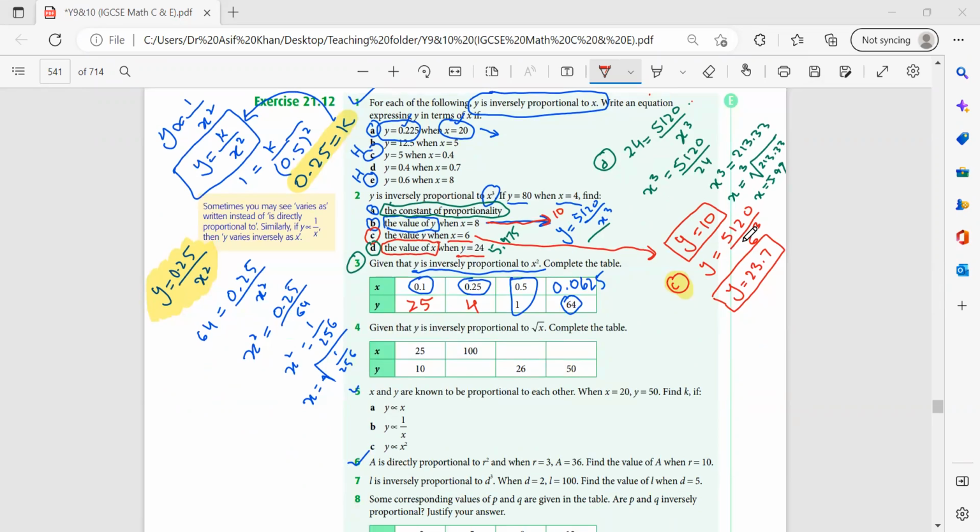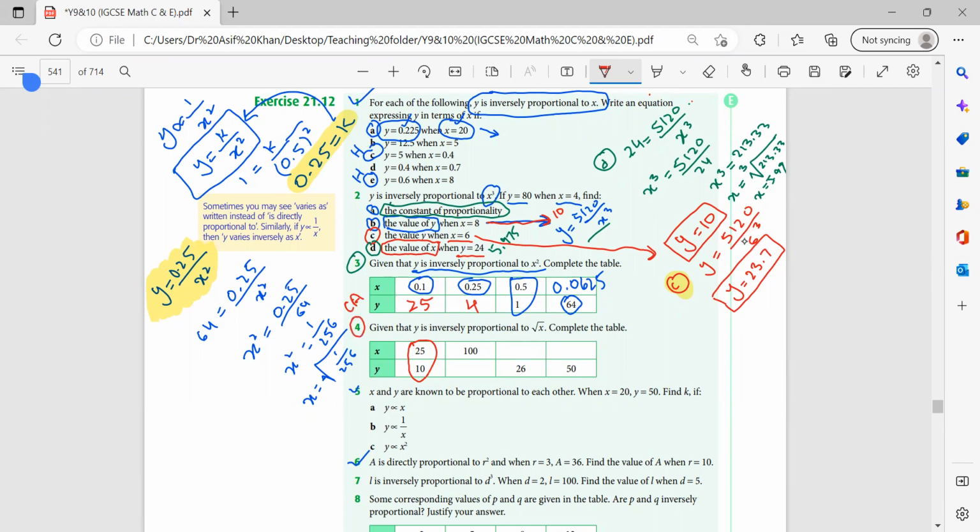Question number 4 is also the same. Here you will use this part for finding the value of k, and then x is 100, you have to find y. y is 26, you have to find x. y is equal to 50, you have to find x in question number 4. This one is a class activity. After the class, you have to complete it and send.